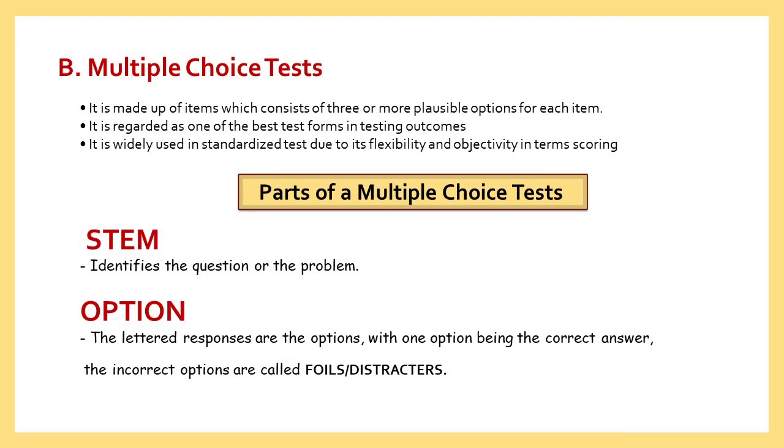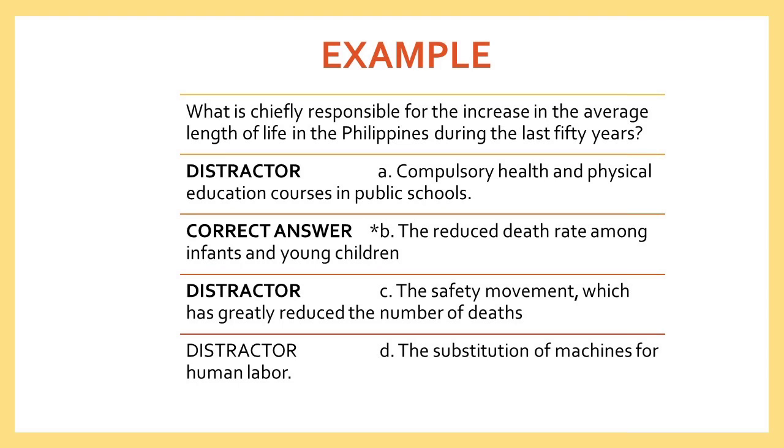The parts of a multiple choice test: the stem identifies the question, and the options are the lettered responses. It only has one correct answer, and the other remaining options are called foils or distractors.